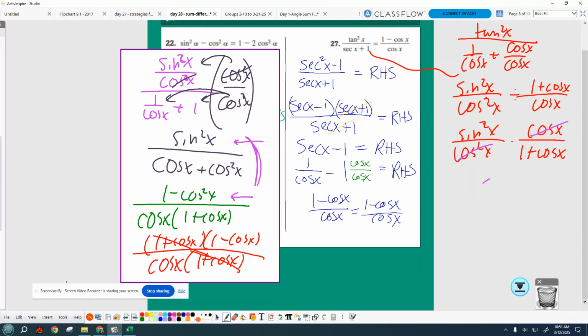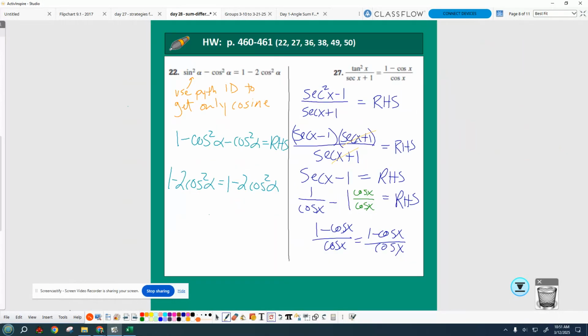Can't you change sine squared to 1 minus cosine? Yeah, right here, that's what I said. Oh, but it's 1 minus cosine squared and not 1 minus cosine. Correct. There you go. Yes, okay. All right.